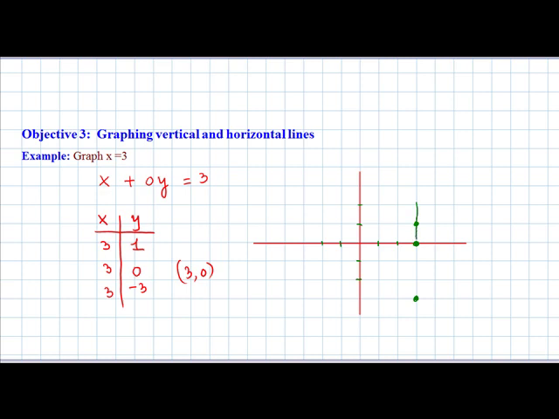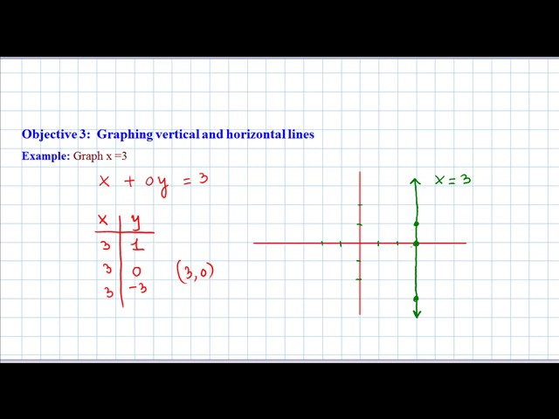I have a vertical line at x equals 3. So this is the graph of the vertical line when x equals 3. And you notice that this graph is a vertical line with the x-intercept right here, which is (3, 0). And note that this graph has no y-intercept because x is never equal to 0.